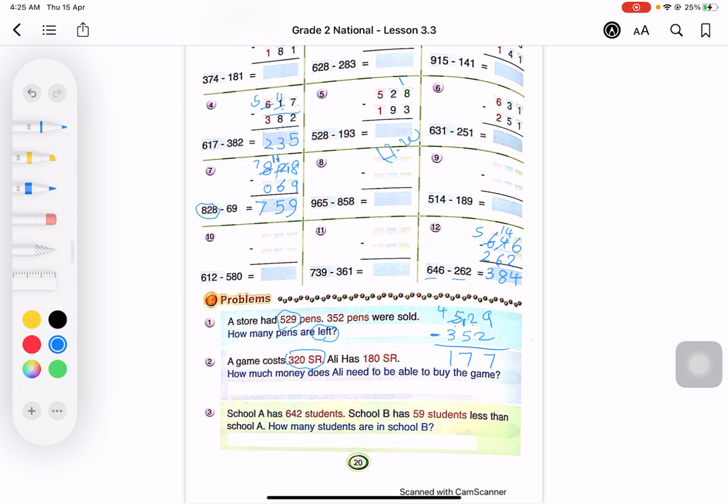You were right. 320 minus 180. Now you will subtract. 0. Of course, 2 minus 8 you can't. Regroup, this will be 2, this 12. 12 minus 8, the answer is 4. 2 minus 1, 1. So how much is left? 140. So you need 140 riyal. You need someone to give you 140 so you can get the game you want.